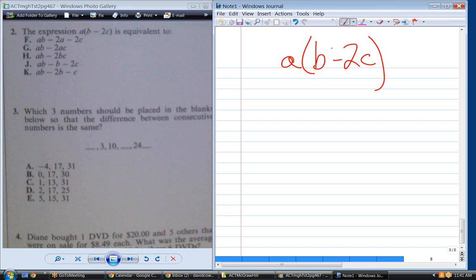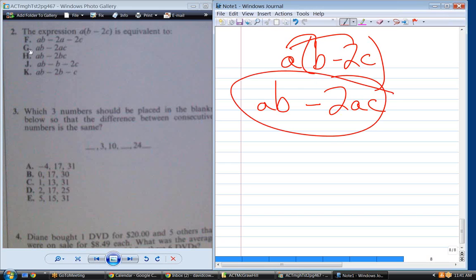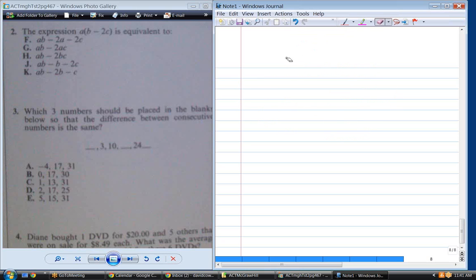Okay, when you distribute something, you multiply it by that, and then you multiply it by that. So you get AB minus 2AC. When I multiply A times 2C, I get 2AC. Okay, so that's the answer. That is G. Multiple choice didn't really help a whole lot with this question. We had to do it. There's no way to back solve it or anything.